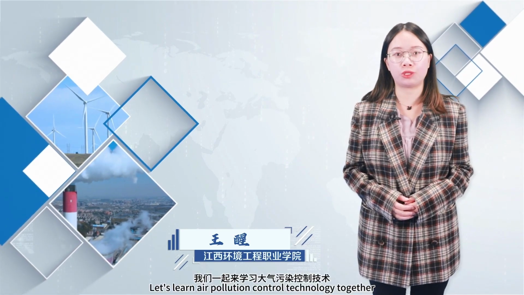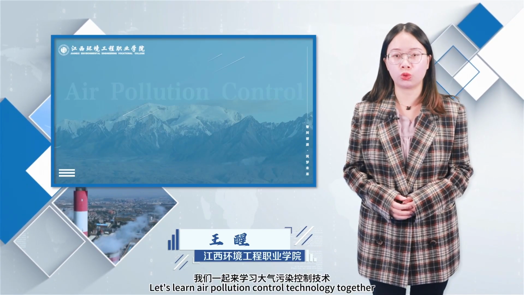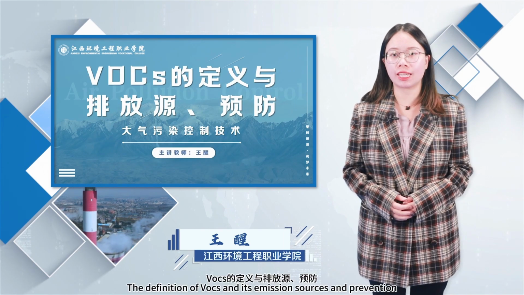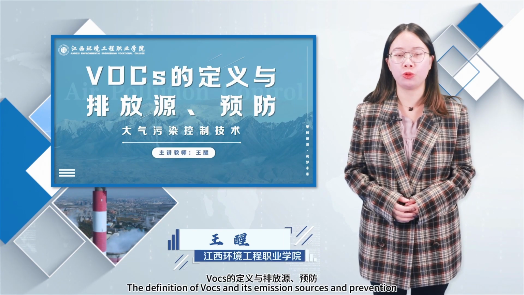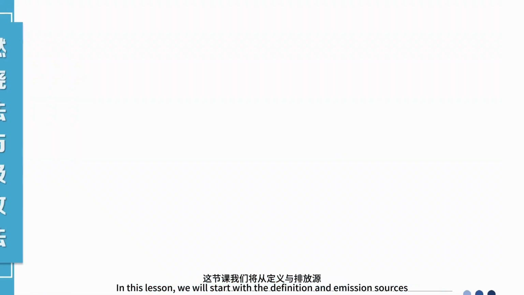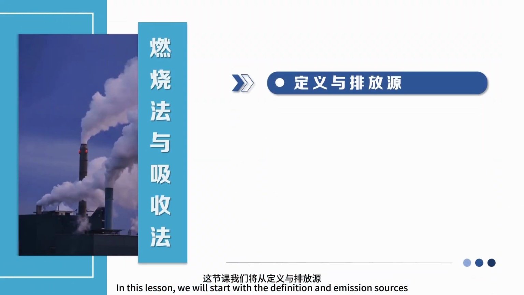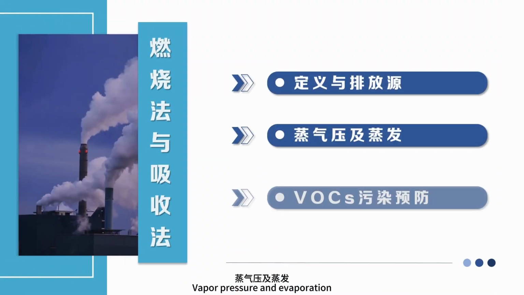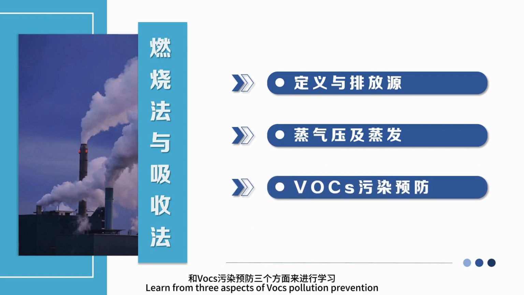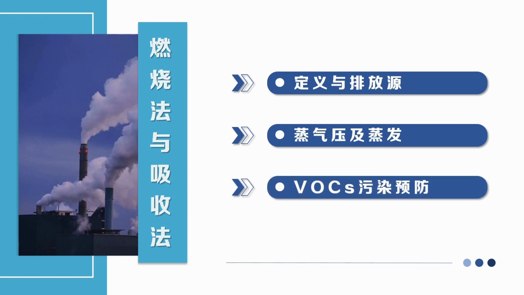Today, let's learn air pollution control technology together. Chapter 9, Section 1. The definition of VOCs and its emission sources and prevention. In this lesson, we will start with the definition and emission sources, vapor pressure and evaporation. Learn from three aspects of VOCs pollution prevention.